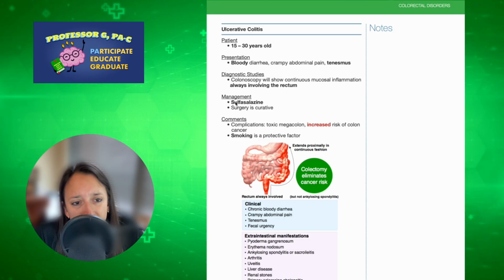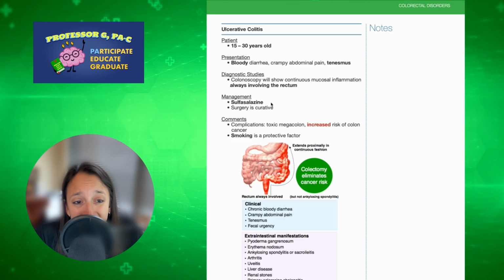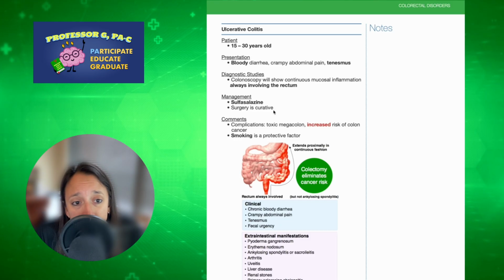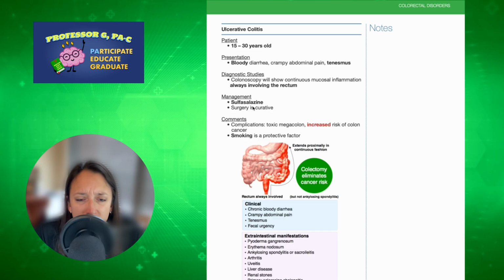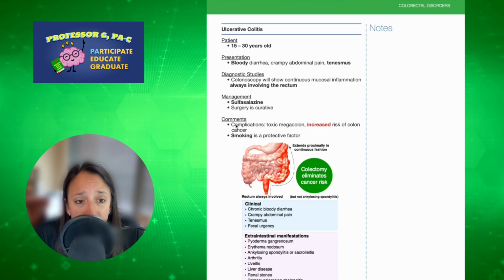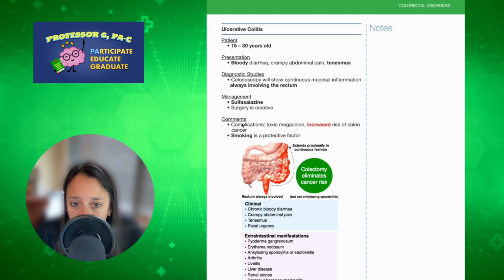So management, we often think of sulfasalazine or the 5-ASAs as the treatment of choice. Patients can also have total colectomies, which is curative, but that's usually done on down the line after medication fails. Complications of ulcerative colitis, toxic megacolon can happen. It's not common, but it can happen.